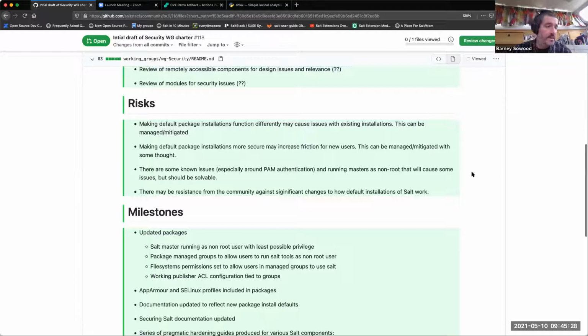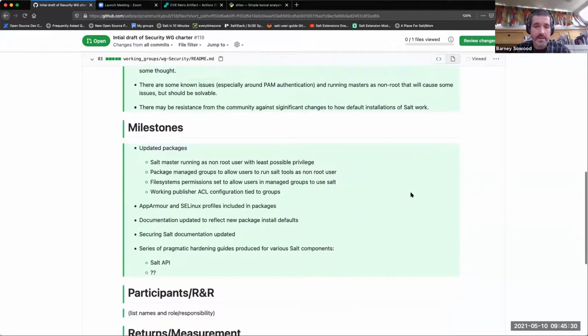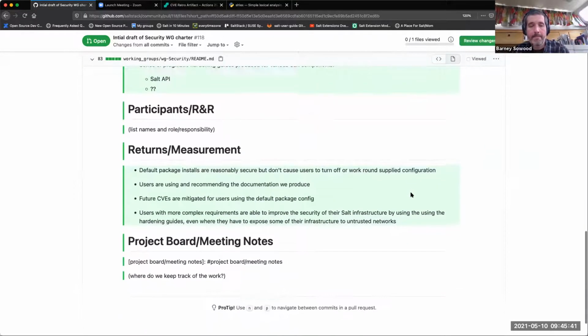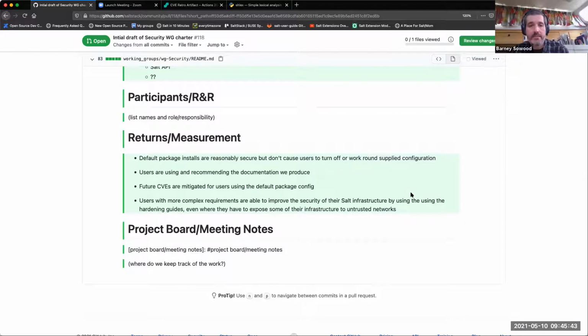And then in the milestones, that essentially just reiterates, with a bit more detail, some of the things that I was suggesting that we might want to work on. And finally, returns measurement.